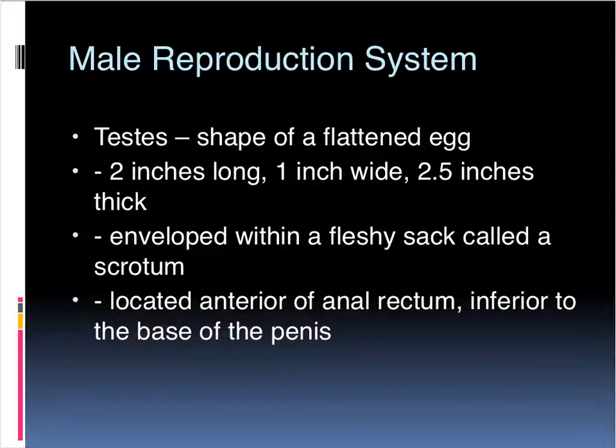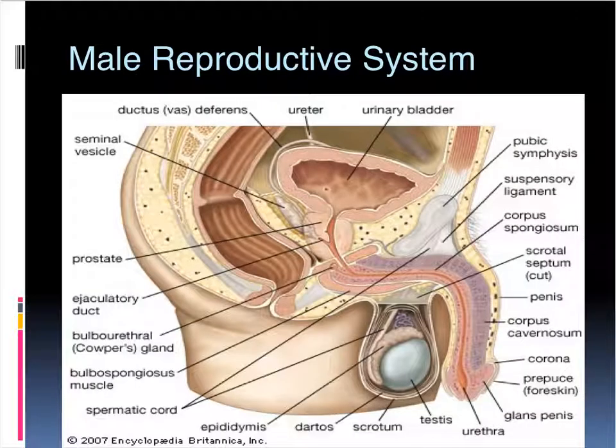Now let's go over the male reproductive system. The males have testes, and they're the shape of a flattened egg. They're about 2 inches long, an inch wide, and 2.5 inches thick. They're enveloped within a fleshy sac called the scrotum, and they're located at the anterior of the anal rectum and inferior to the base of the penis. Here's an illustration of the male anatomy.